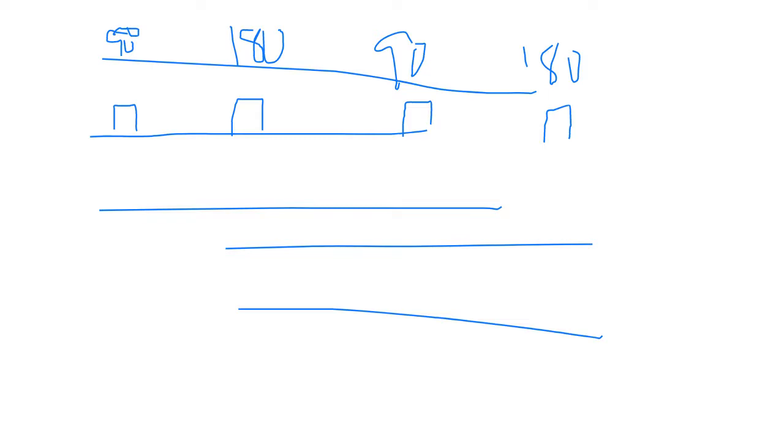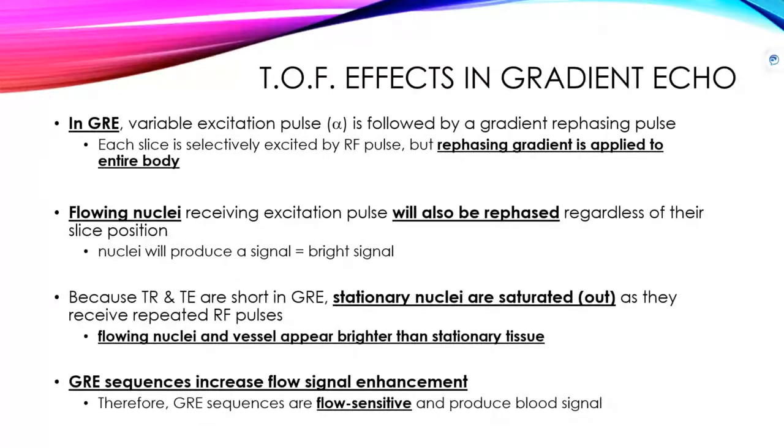In spin echo sequences, we're actually going to be exciting 90 degree, slice select, 180, slice select, 90, slice select, 180, slice select. So every single time we are pushing a pulse, we are selectively choosing where that pulse is going. With gradient echo, we only do that with the initial excitation pulse. So because of that, our entire body is going to get rephased whether or not it was excited.